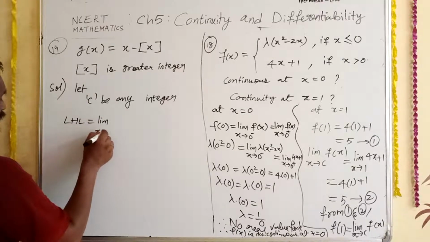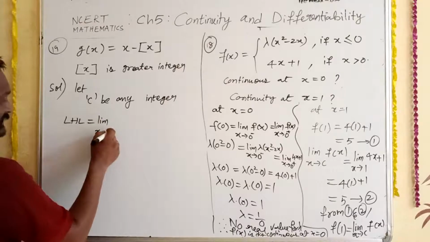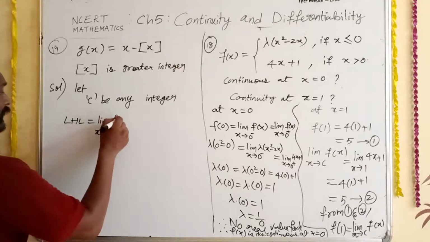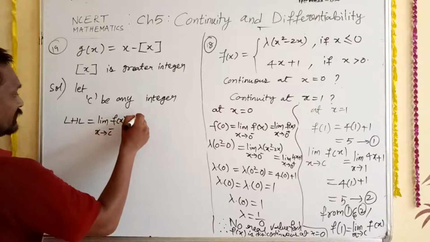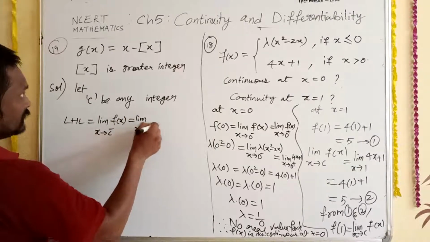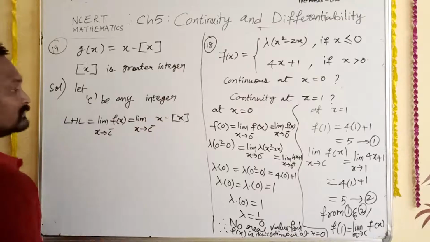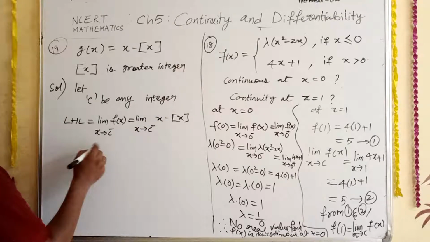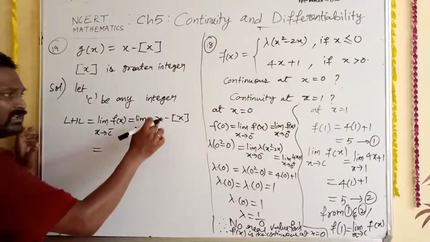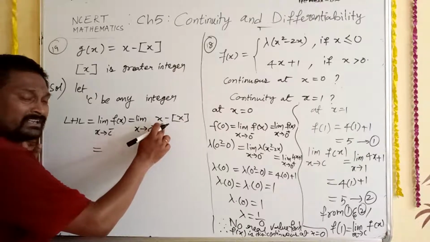So x tends to c minus, f of x. So what is our f of x? It is x minus box x. So that is equal to the limit. When you remove the limit, wherever x is there, we need to substitute c.